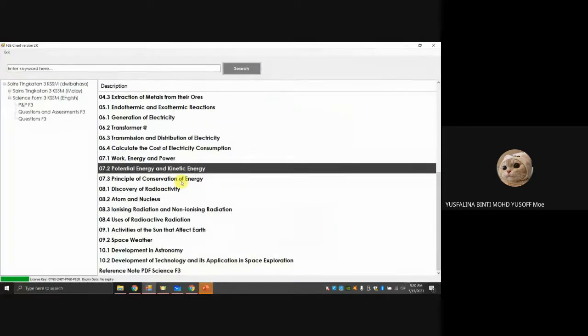So I will go for chapter 7.3, the last one. Then when the school opens again, I'm not sure whether we still have PdPR or we have to go to school. But we continue. After the school opens, we continue on chapter 8.